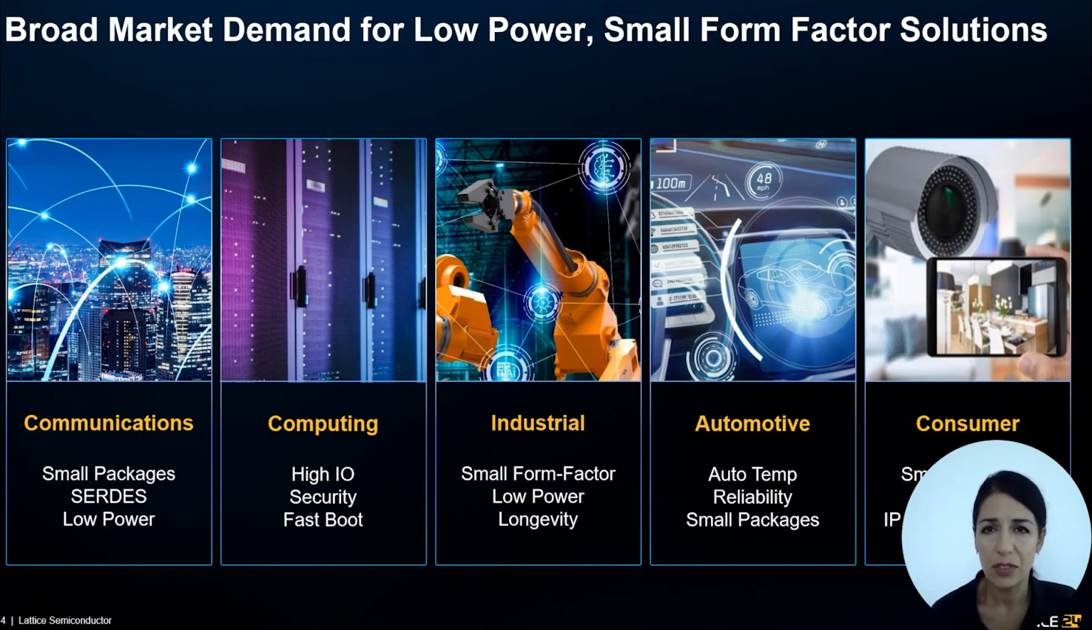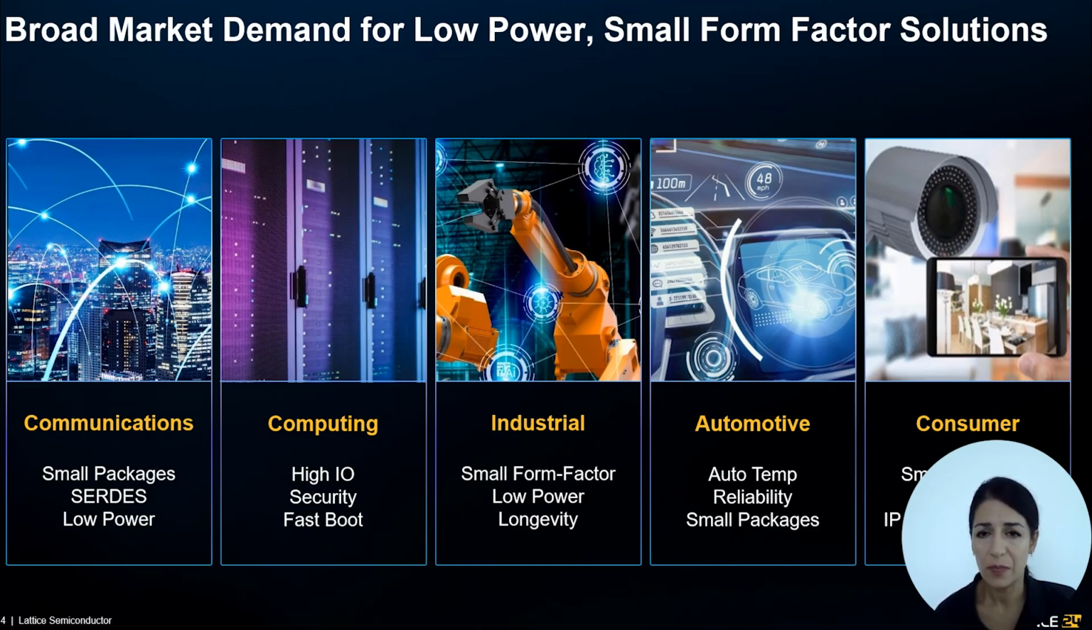As we'll discuss throughout the session, two main factors that are key for system cost when you're using an FPGA are power and form factor. A very broad swath of applications where FPGAs are used require low power and small size to meet their market needs. In communications, the combination of transceivers, low power consumption, and small packages are required. In computing, the high I/O density per package size as well as security are key in addition to low power.